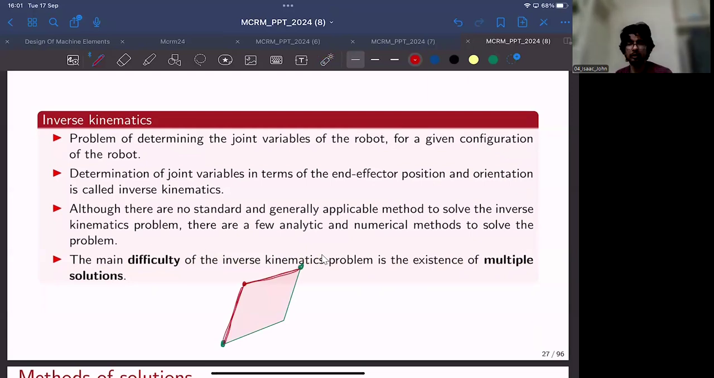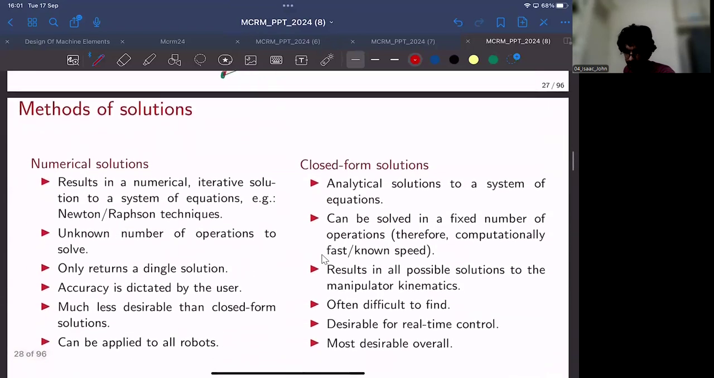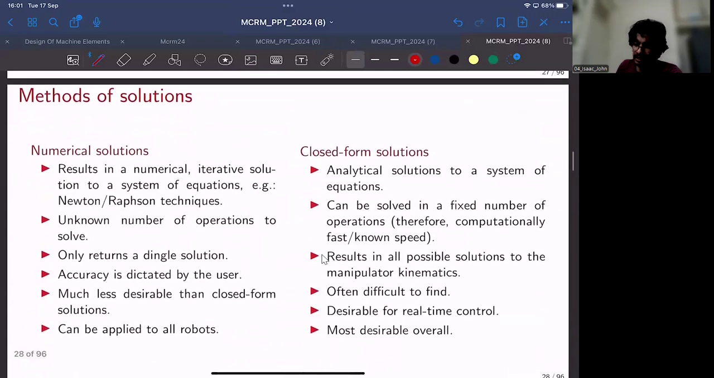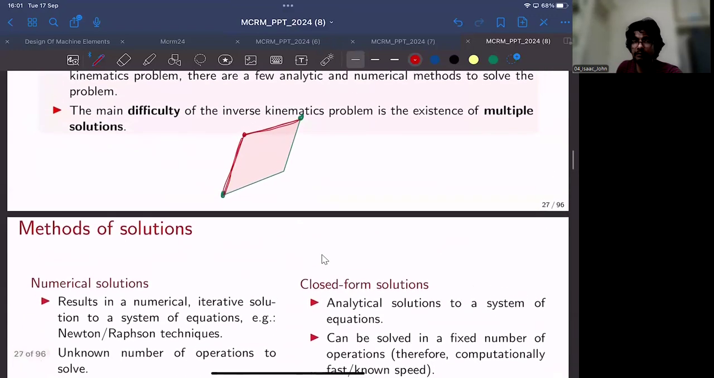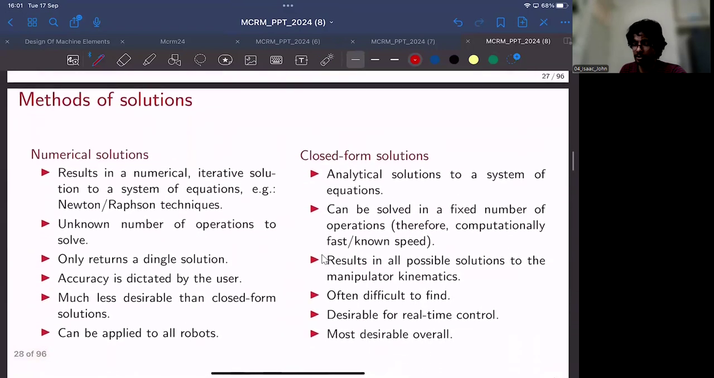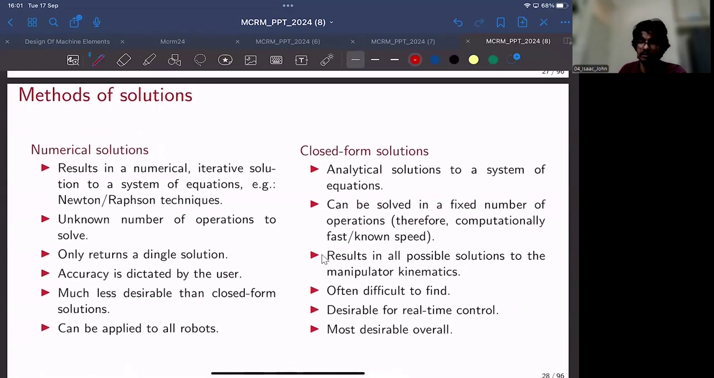So even for a simple 2R robot, just with 2 links and 2 joints, it has 2 solutions. So in the case of a serial robot with multiple degrees of freedom, maybe 6 or 7 degrees of freedom, it will have multiple solutions. And it's not very easy to keep track of all these multiple solutions. Sometimes it may not even be possible to solve it, like we solve it for a 2R robot. That is where we rely on numerical methods, which have their own advantages and disadvantages.